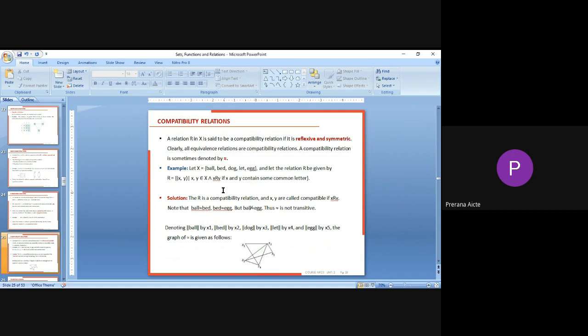Now if you build the relation like this, we'll get the relation graph like this. From this we can easily observe that it follows the reflexive and symmetric properties, so I can say that this particular set, with the property of a common letter between the words, follows the reflexive and symmetric properties, so it is called a compatibility relation.